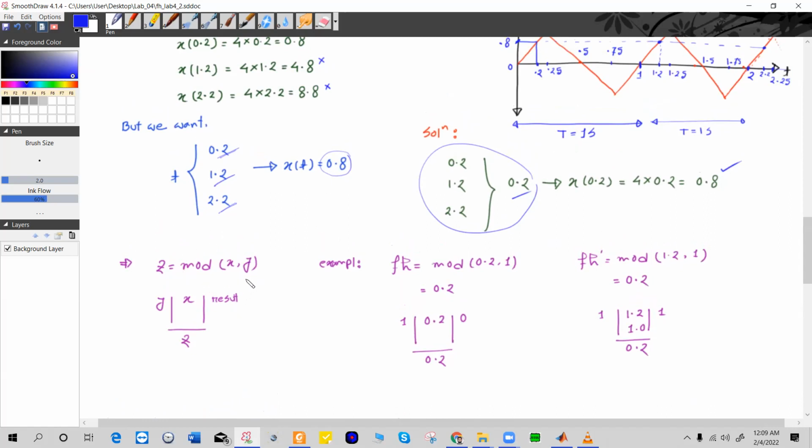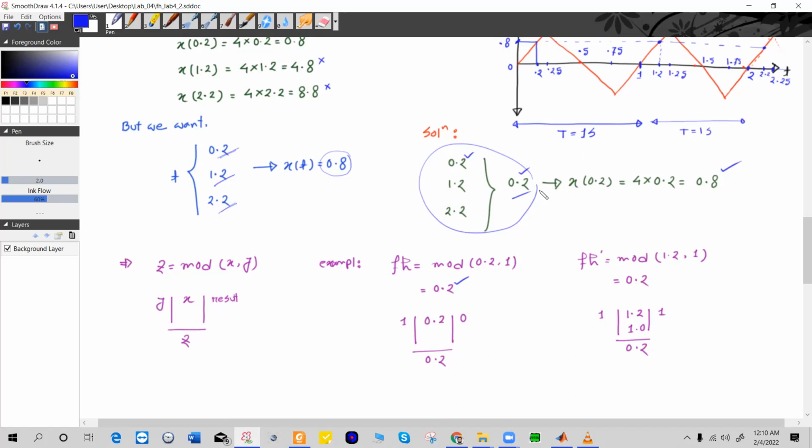So what is the function of this mod? Let's say this is x, this is y. x is our dividend, y is our divisor, and z will be equal to the remainder. Let's see an example, mod(0.2, 1). So 1 is the divisor, 0.2 is the dividend. If we divide, the quotient will be 0 and the remainder is 0.2. That's why you can see the result is 0.2. Okay, done.